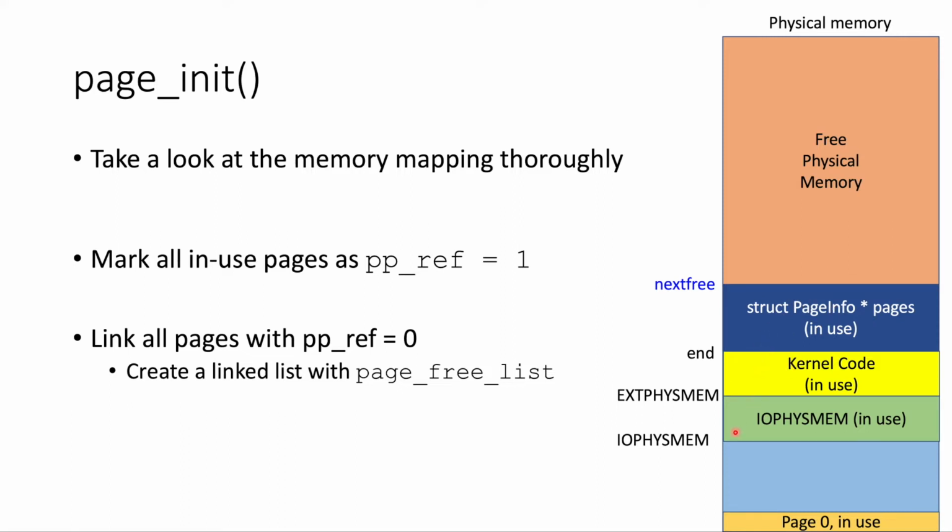So mark all the pages in use from here to there, and link all pages with ppref 0 into the free list. For the in-use pages, you need to mark the ppref as 1. Then you will be fine. So please compare your implementation with this visual diagram and make sure that you implemented it correctly. If you do so, then you will pass the assertion check in lab 2.